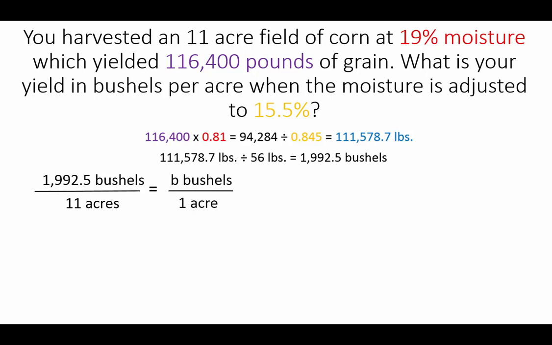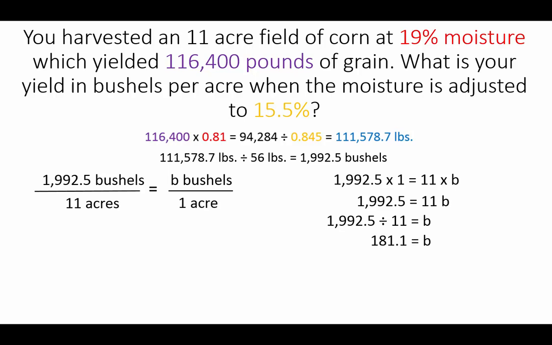So let's set up a ratio. We cross multiply. 1,992.5 equals 11B, and then we divide 1,992.5 by 11 to get a total of 181.1 bushels per acre.